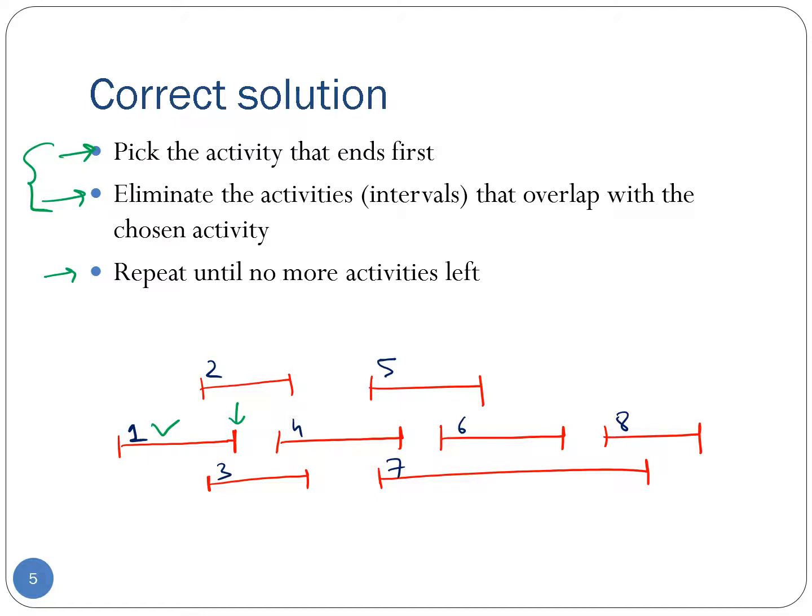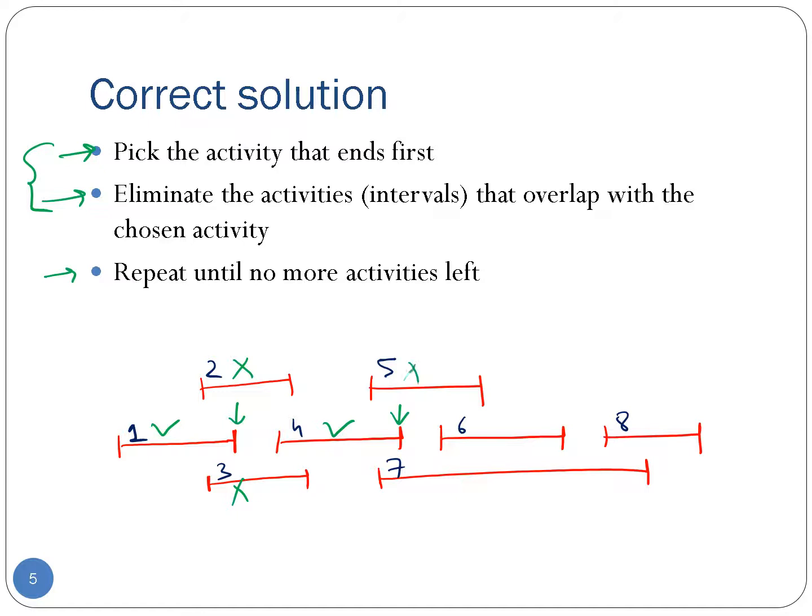Having done that, we need to throw away those activities that have an overlap with activity 1. So clearly activity 2 and activity 3, which overlap with 1, cannot be in our solution. Now we simply repeat this on the remaining activities. Activity 4 is the one that ends next. All other activities are ending after this point. So we next choose activity 4, and we have to throw away the overlapping activities with 4.